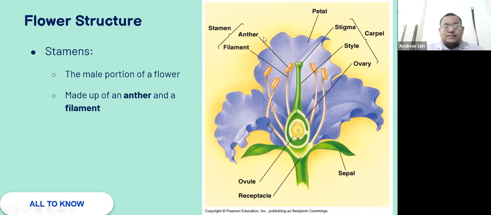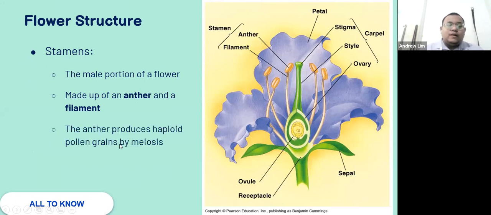So stamens, this little stick here is the male portion of the flowers that are made up of these 2 components. All right, it produces the pollen grains for the insect or the wind to take it to another flower so it can make it into a fruit. All right, so most flowers have multiple stamens. All right.